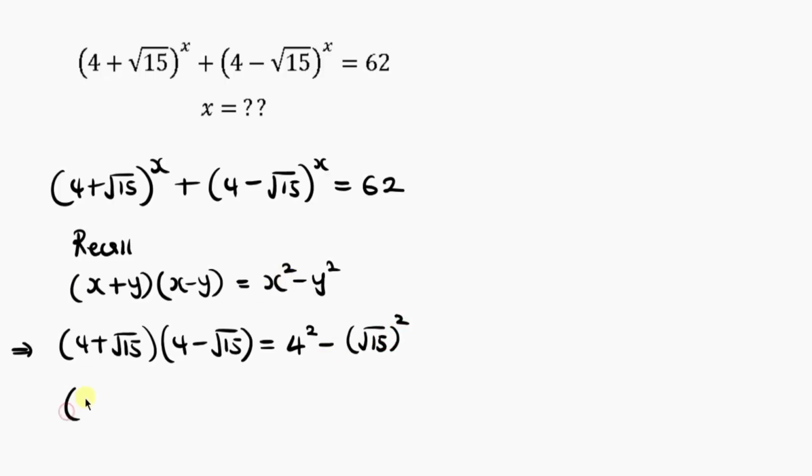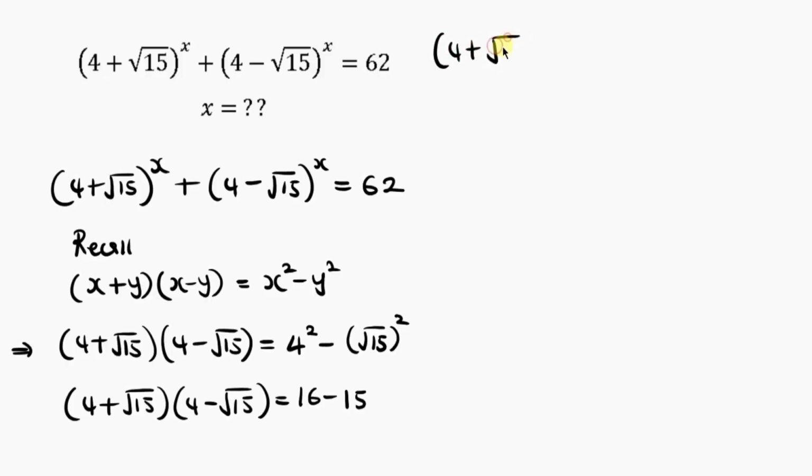So that means 4 plus the square root of 15 times 4 minus the square root of 15 is going to be 4 squared gives what? 16 minus. Now notice that square can cancel out square root, right? Leaving behind what? 15. So we have 4 plus the square root of 15 times 4 minus the square root of 15 to be equal to 16 minus 15 gives what? 1. Very good. You can see how simple this is getting.